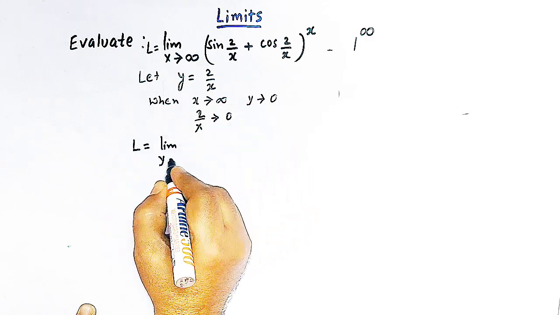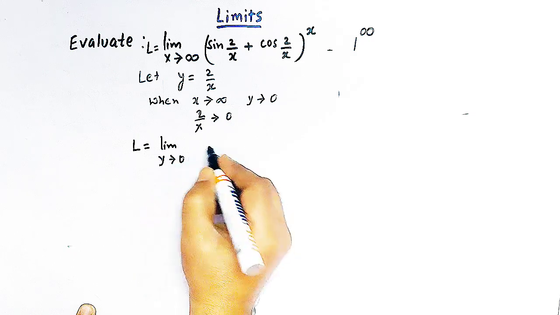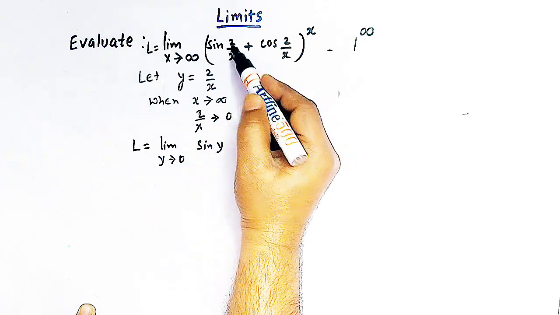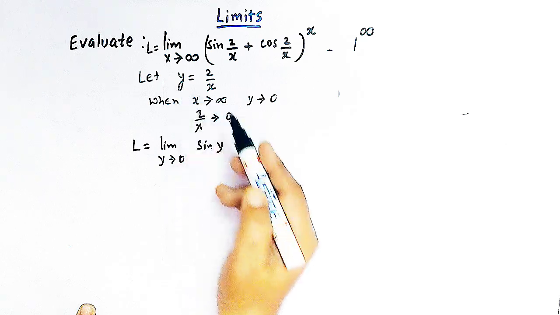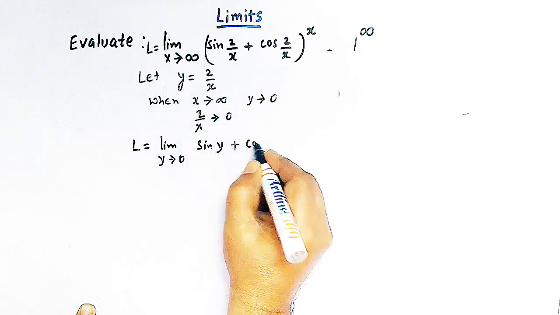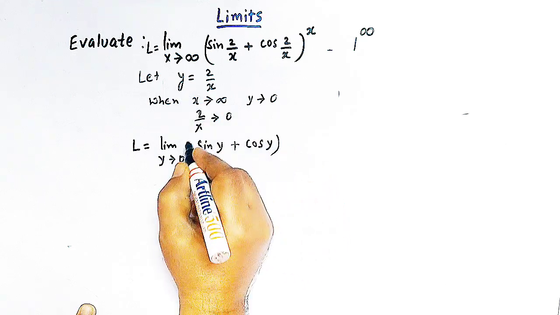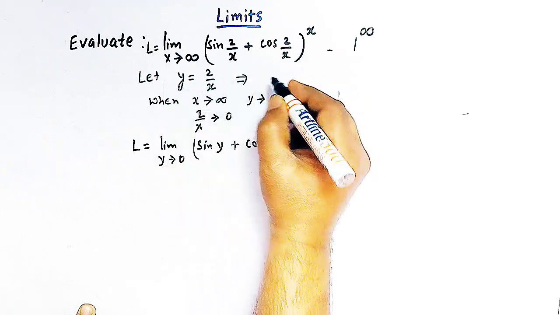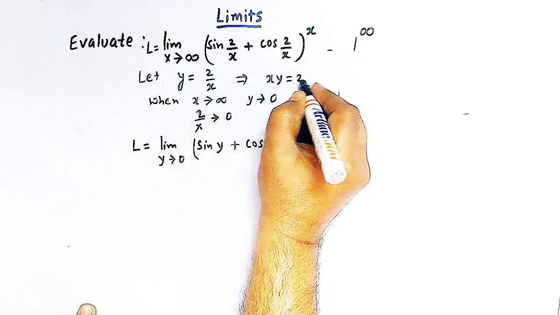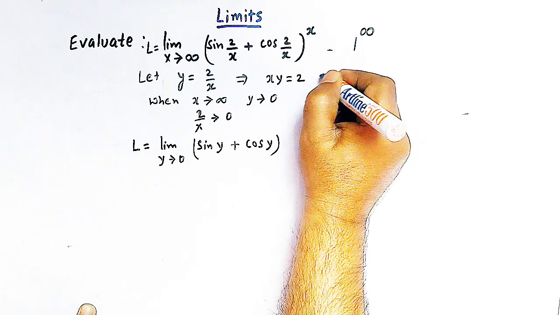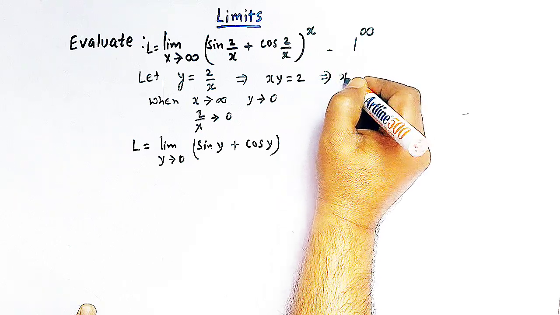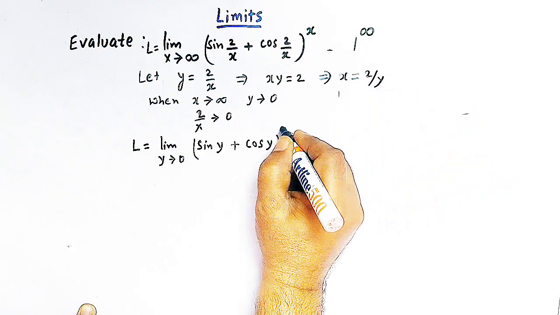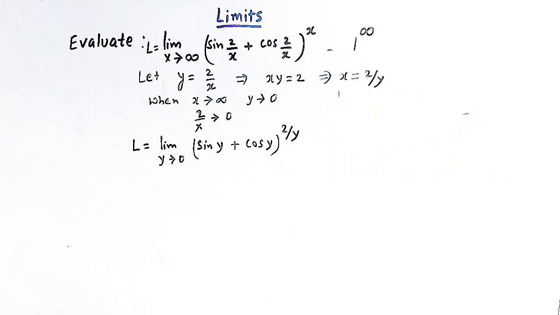So we can now write limit y tends to 0, and we have sine y. For 2 over x we can write y, and then we have cos y, and for x we can now write here xy is equal to 2, so that x is equal to 2 over y. So here we have 2 over y.